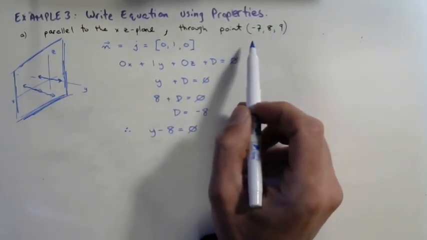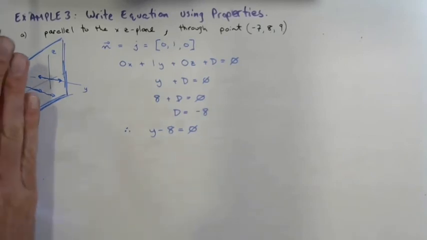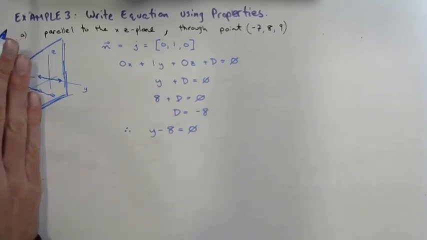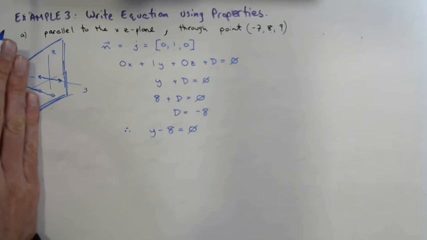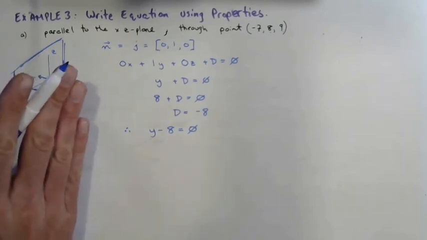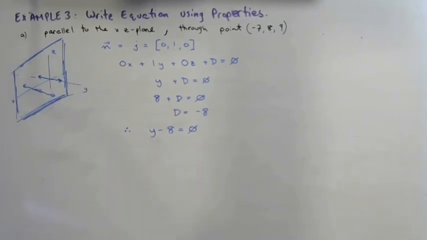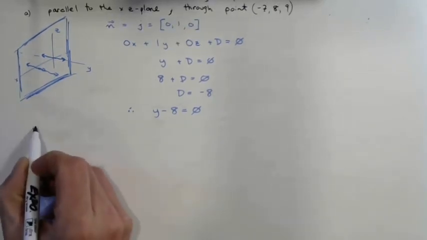So how you could think about that is, basically, if you had a plane on the xz plane, you're going to move it forward 8 units along in the y direction. And I think I can fit B here as well.